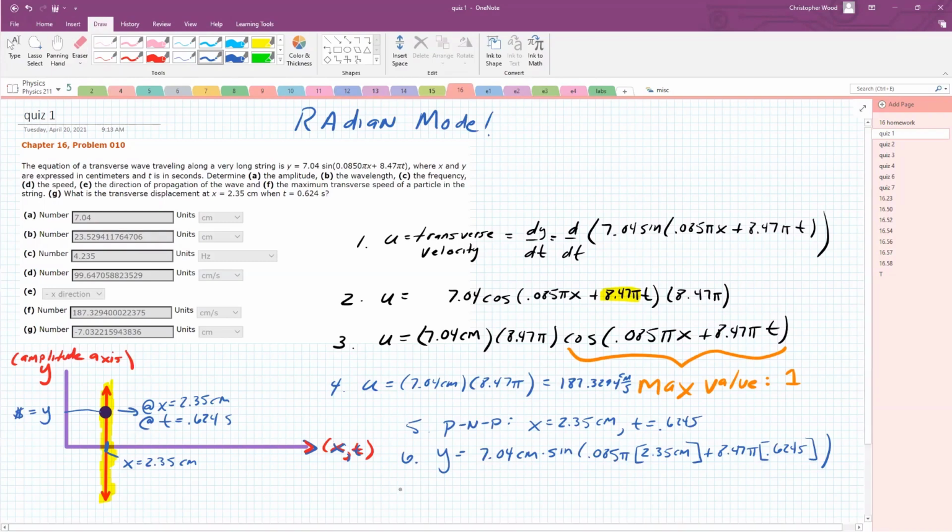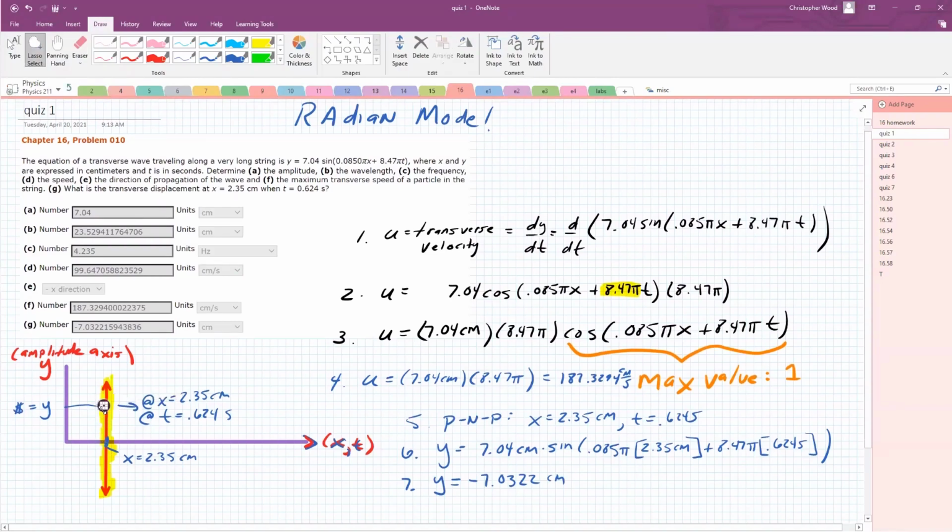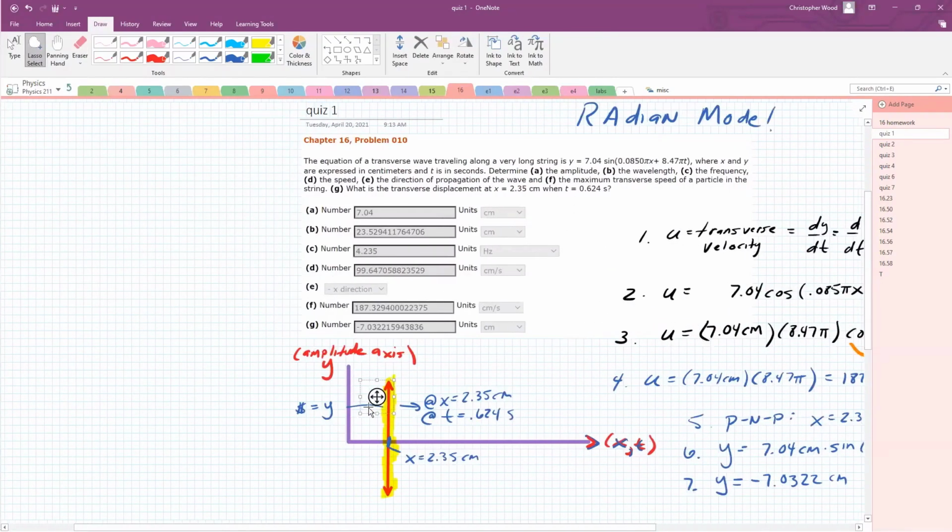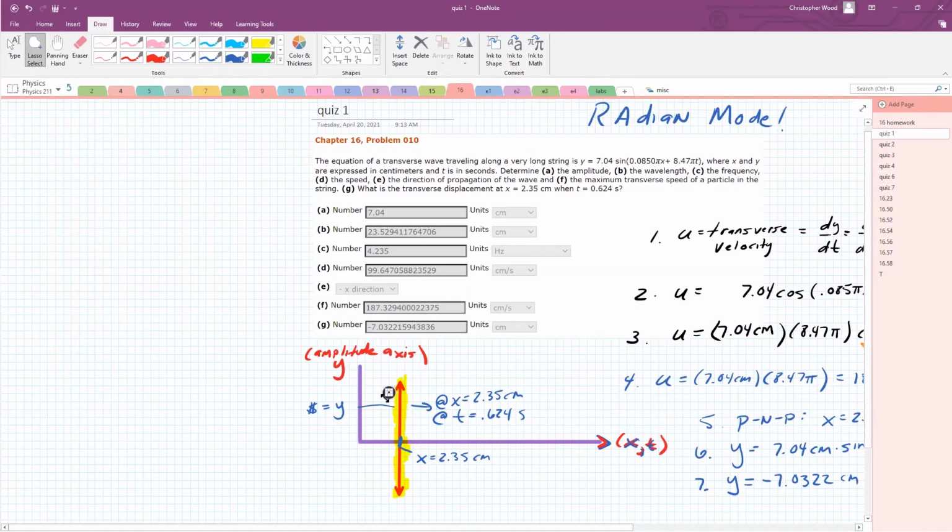Negative 7 and some change. So it turns out I'm actually below the axis. So now I know where my particle is at this particular X position at this particular time. It's actually below the equilibrium point. So it's actually down here. My particle is living down here.